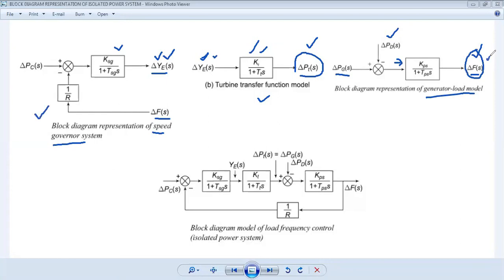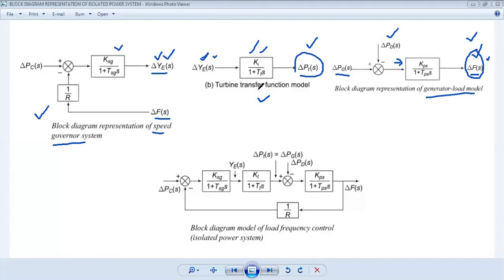So if there is any change, it will be sensed by the flyball speed governor and given to the input, and this entire system will change so that delta F of S will be equal to 0, or the change in frequency will be 0.